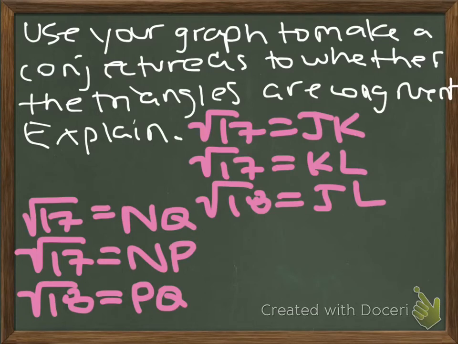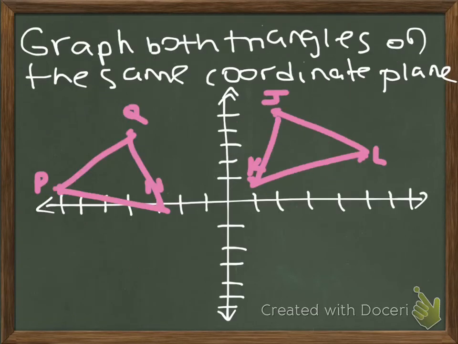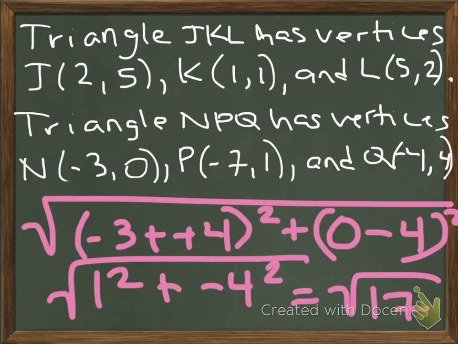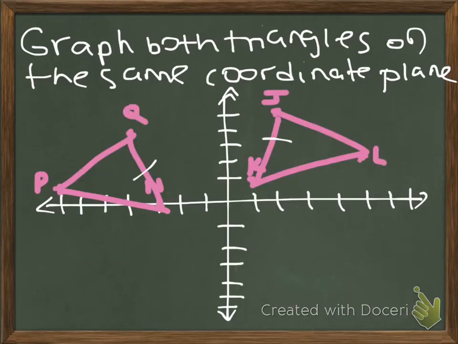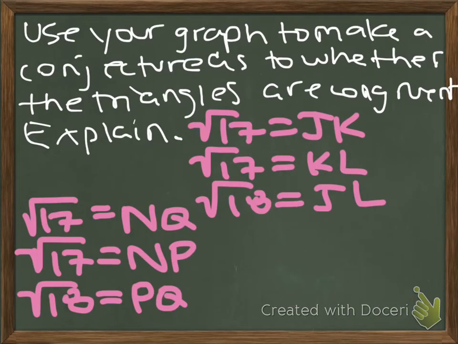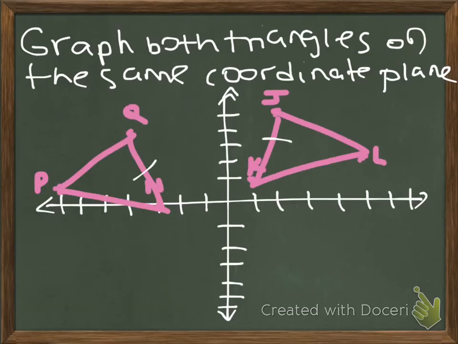So if we label this now on our graph, we have JK and NQ being the same, and then we have NP and KL being the same, and QP and JL being the same. And that would tell us that if we are trying to make a conjecture that they are congruent by the side-side-side congruence postulate, we can say that they are congruent.